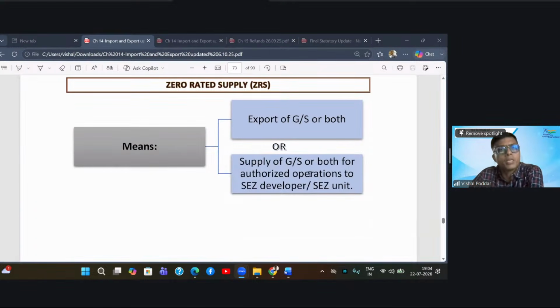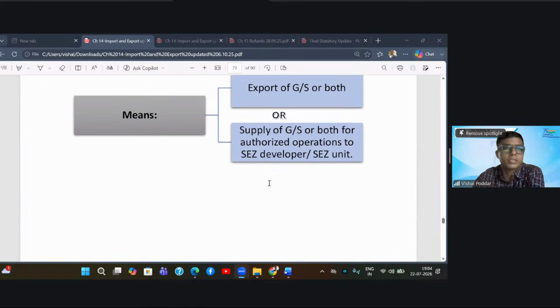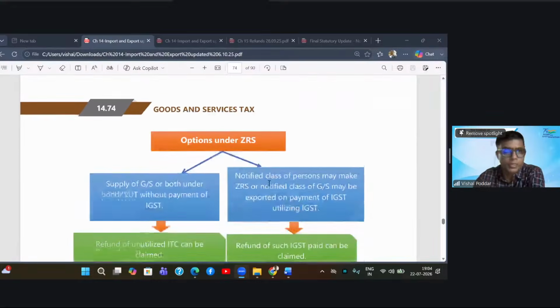Now, till now, we were dealing more with the inward side. Now we come to the outward side, where you have this concept of zero rated supply. What is a zero rated supply? First is export of goods or services or both. It will be a zero rated supply. Second, supply of goods or services or both for authorized operations to an SEZ or SEZ developer will also be treated as zero rated supply. Right?